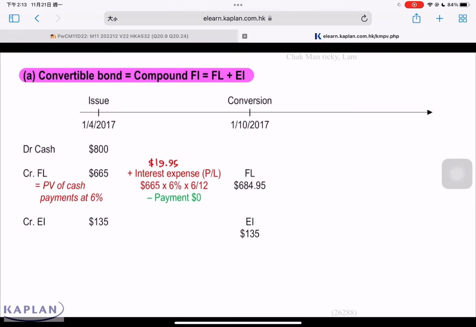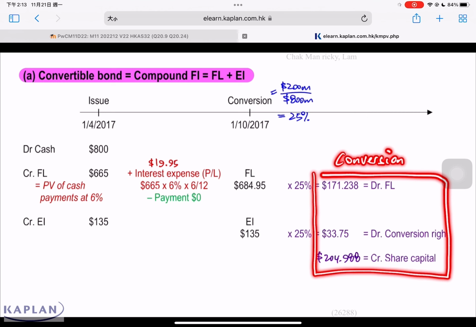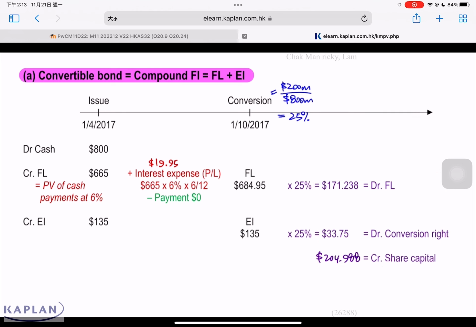The question mentioned that the conversion involved 200 million over the 800, which equals the 25% converted. Multiply this by 25% equals 171.238, rounded to 3 decimal places. And the equity, 33.75. Debit financial liability, debit the conversion rights, and credit share capital. The total of 33.75 plus 171.238 equals 204.988. These are the entries that you must pass for the conversion. Please refer to the suggested answer now.